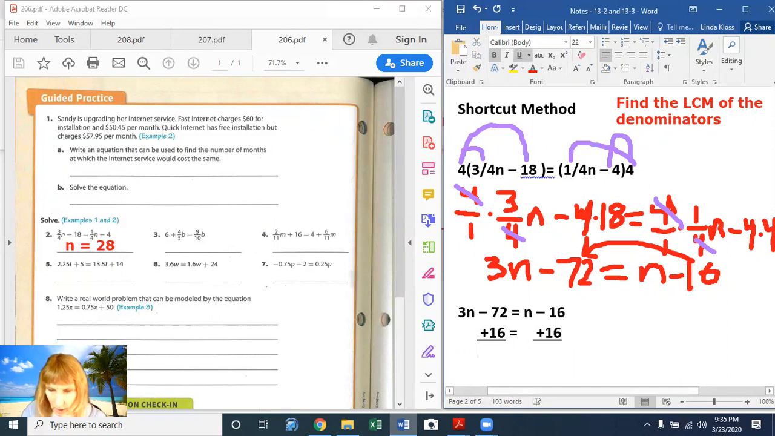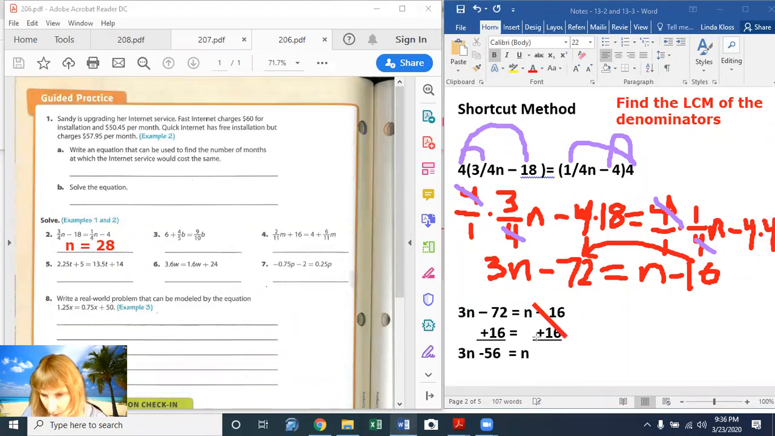Okay, so we are left then with 3n, and what is negative 72 plus 16 equal? It's going to be a negative number. It's 72 minus 16, basically. 62, 61, 60, 59, 58, 57, 56. So negative 56 equals, still have our n, and then these two, I think I can go to that extra step now and start crossing the negative and the positive off, because you know it's just going to be 0.